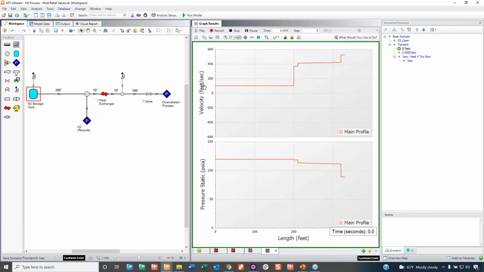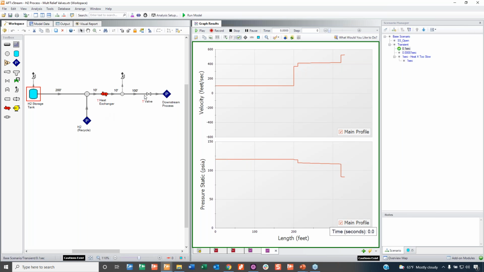So we have velocity and pressure. The reason velocity jumps up in the middle, because that's kind of odd, is that's where this branch is. So if we're looking just at the top profile, right where this recycle is coming in, we have a jump in velocity. And then you can see a drop in pressure across my valve. And yeah, so that's what we're looking at.